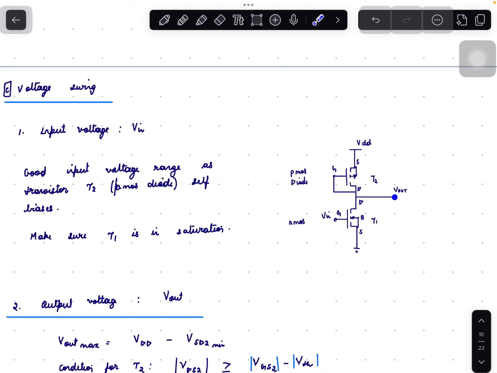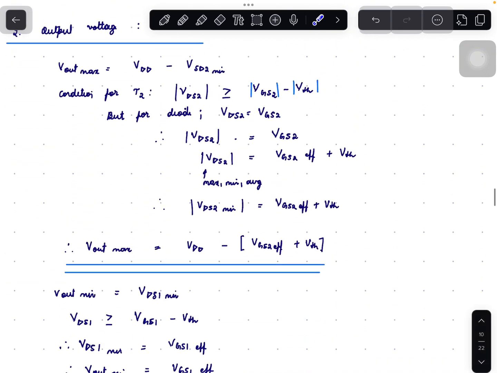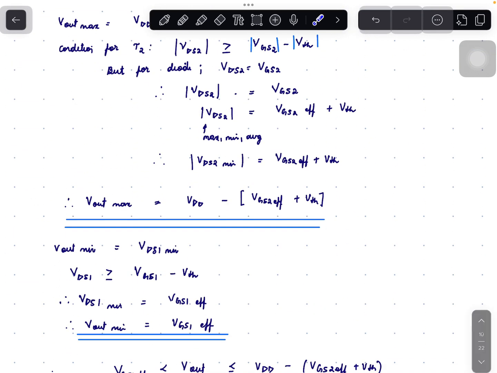So the maximum value the Vout can take is nothing but VDD minus the voltage drop across transistor T2, that is nothing but VGS2 effective plus VTH. So Vout max equals VDD minus (VGS2 effective plus VTH).